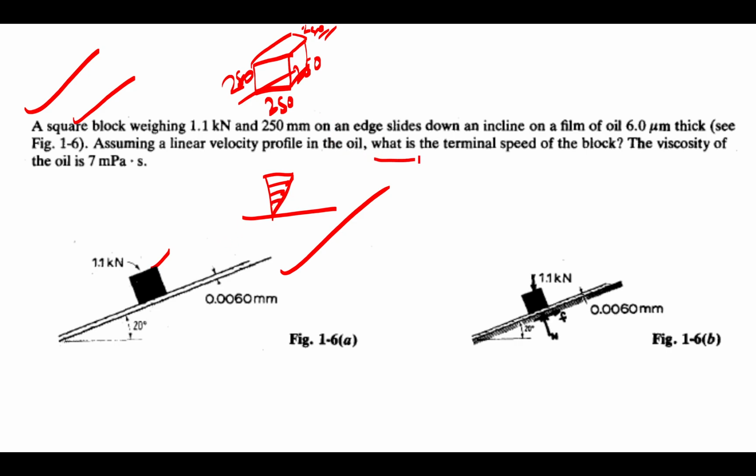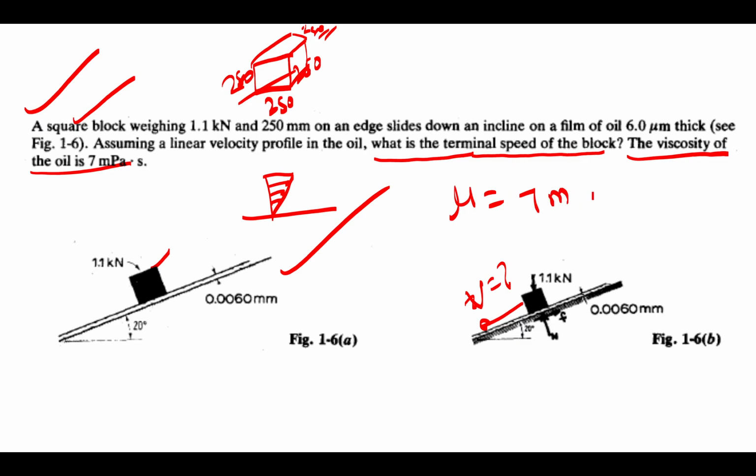What is the terminal speed of the block? That is the speed of the block you need to calculate. The viscosity of the oil is given as 7 milli Pascal second. So it is a very easy question, but how will we calculate these things?